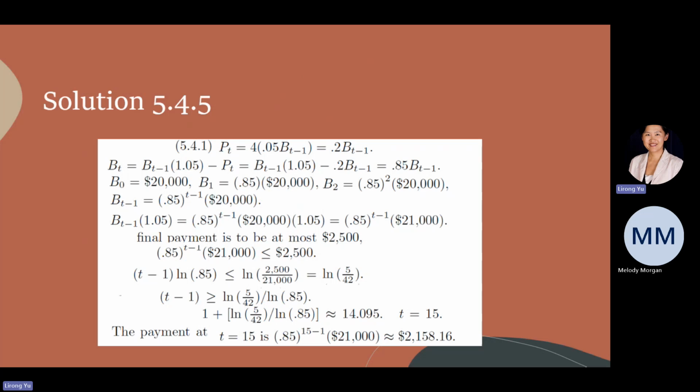And then the final payment is to be less than 2,500. So all we have to do is make sure the balance is below that, because that balance is supposed to be the last payment. That allows us to figure out the time, and it turns out T is 15. So by the time T equals 15, the last payment will be there. Enter 15 as our T in that formula. Our last balance should be our last payment.